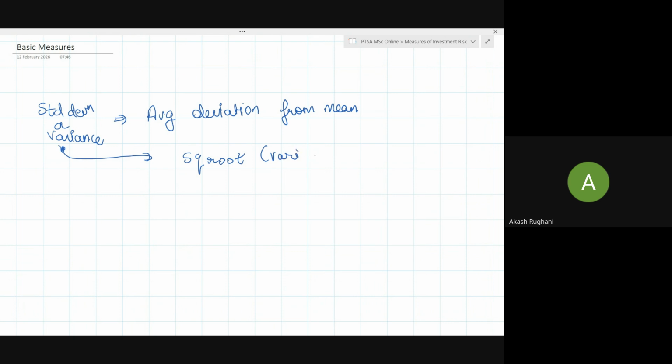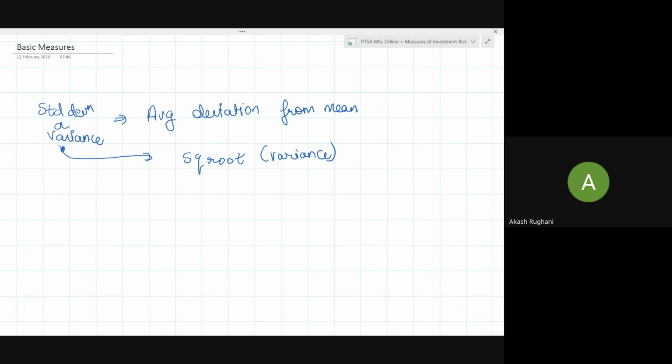Guys, can you tell me why we can't directly do summation of x minus mu? Why do we have to do x minus mu the whole square and then take the root? The sum of x minus mu is zero. Deviation from the arithmetic mean is zero. The sum of the deviations from the arithmetic mean will always be zero because the negatives and positives cancel each other out.